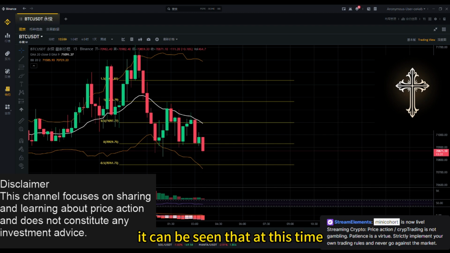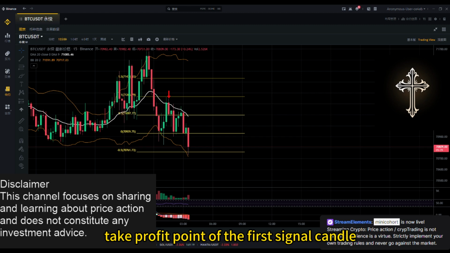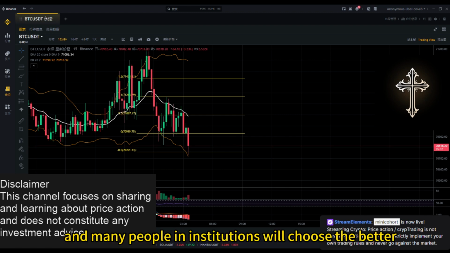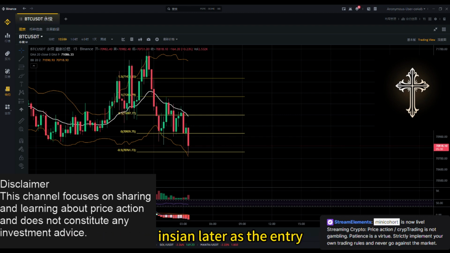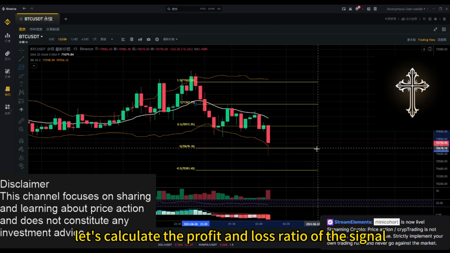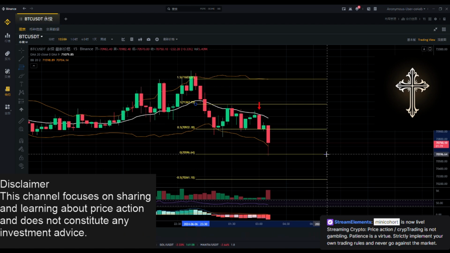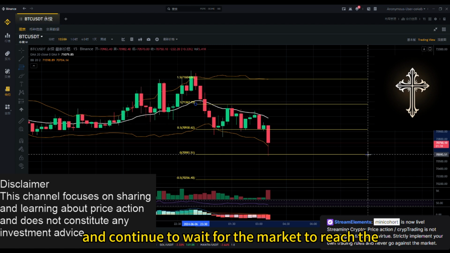It can be seen that at this time, it has reached the 2 times take profit point of the first signal candle, and the take profit has appeared, but the trading volume is not very high, and many people and institutions will choose the better K-line later as the entry position, indicating that the market may go lower. Let's calculate the profit and loss ratio of the signal candles for more people to enter the market and continue to wait for the market to reach the target position.